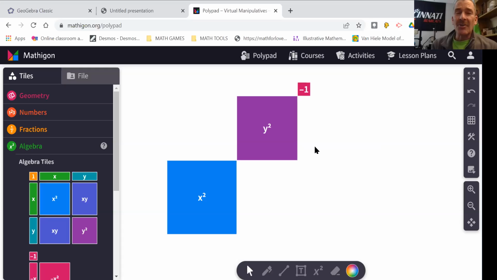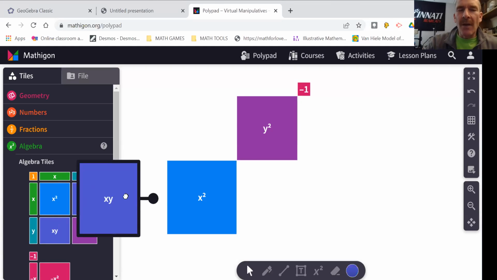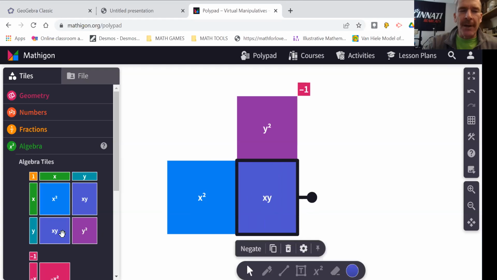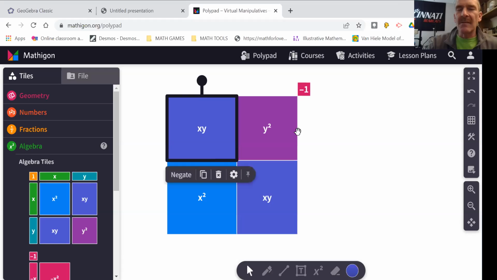And so this collection of algebra tiles would represent the circle, a unit circle centered at the origin of radius 1. And so what can I add to this collection to turn it into a square? Well, to start with, I think I'll just turn it into a basic square using those pieces.